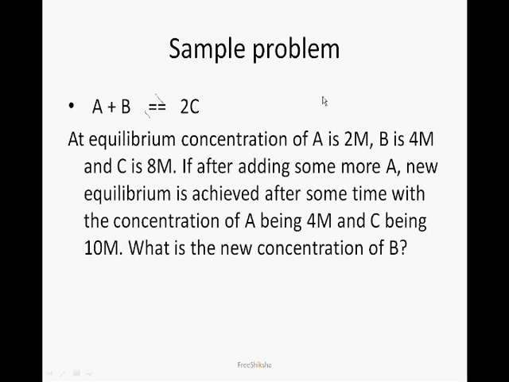Now there is a sample problem for you. At equilibrium concentration of A is 2 moles and B is 4 moles and C is 8 moles. After adding some more A to the reaction, a new equilibrium is achieved after some time with the concentration of A being 4 M. So what happened was we have added a few more quantity of A in the reaction, and after some time a new equilibrium was achieved where the concentration of A was 4 moles, C being 10 moles. So what will be the new concentration of B? So can you solve this problem?